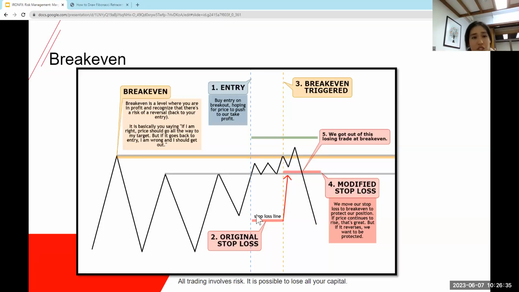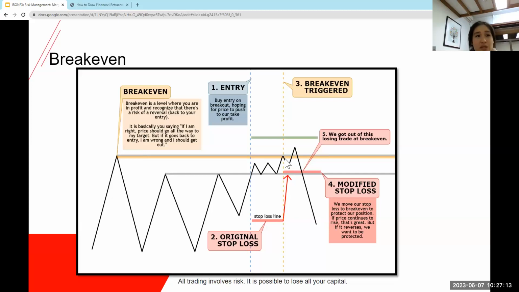Okay, so our original stop loss is way over here at this swing low, and we're placing it beyond, just as we mentioned previously. We want to place your stop loss beyond any support or resistance level. But now what happened is that price actually hit this break even level. This break even level is at this swing high here, and it's at this level that we recognize that there's a risk of reversal back towards entry. Why? Because it reversed off of it.